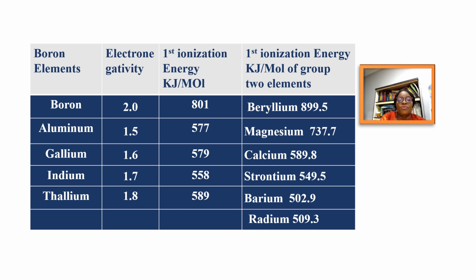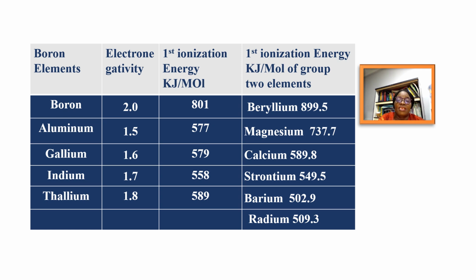Next, the electronegativity and ionization energy of the members of this group. We find that electronegativity decreases down the group, with boron being highly electronegative, followed by thallium, followed by indium, followed by gallium, and then the least electronegative is found to be aluminium. There are 3 electrons in the outermost shell of these Group 13 elements. So these metals are characterized by 3 ionization energies.